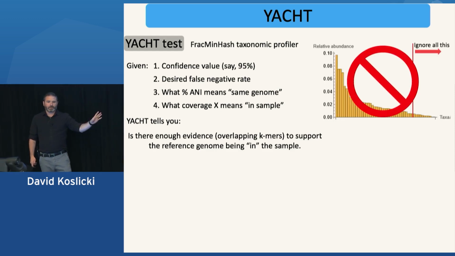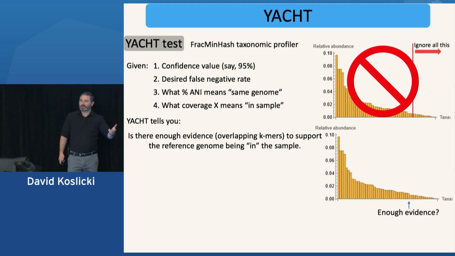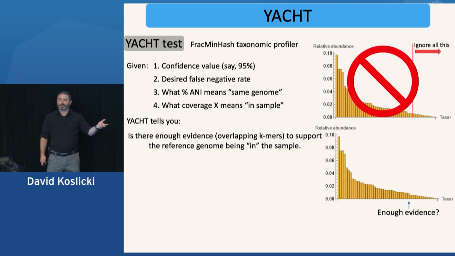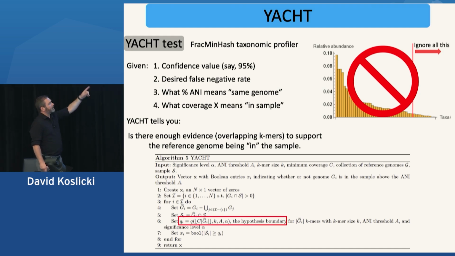So basically, we don't have to do this sort of hard thresholding stuff. We can go one by one with each one and ask, have we seen enough evidence in the form of these k-mers to support the hypothesis that it is present in my sample? The actual algorithm is not even 10 lines long, and at the heart of it is this little simple statistical test that we'll talk about in a minute.